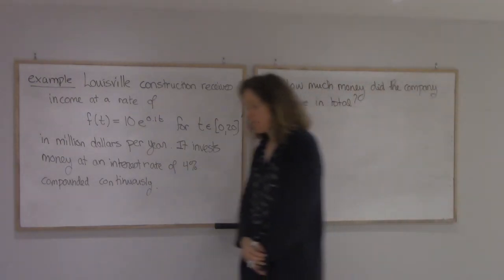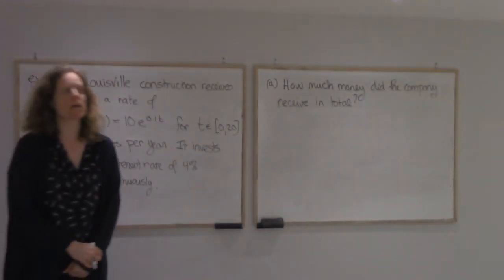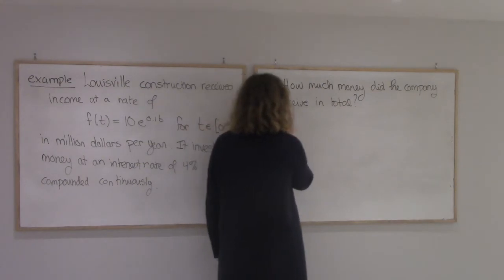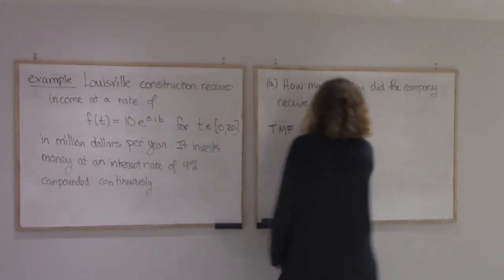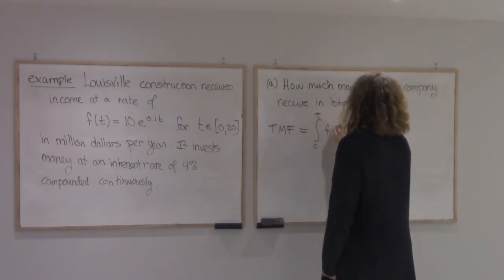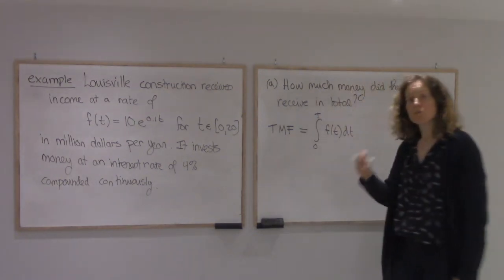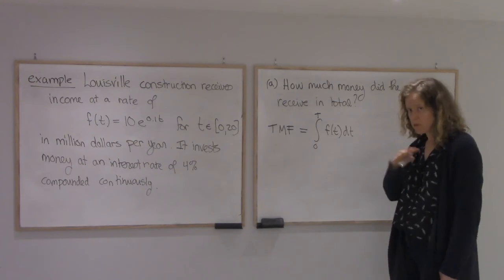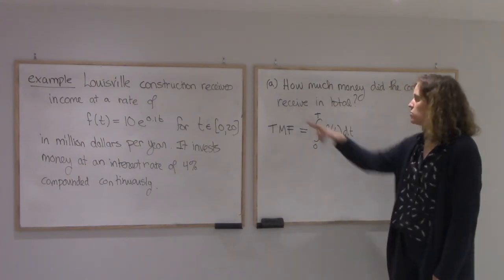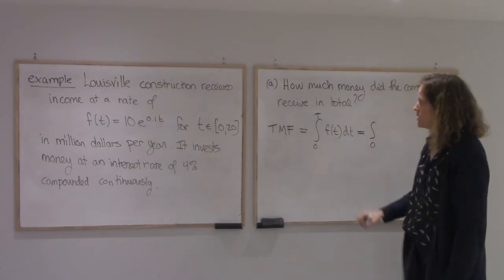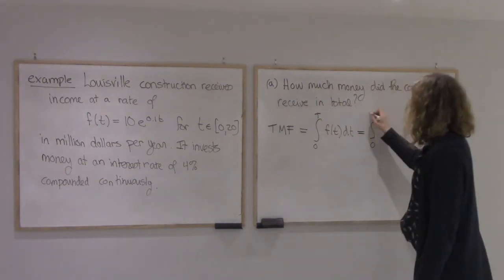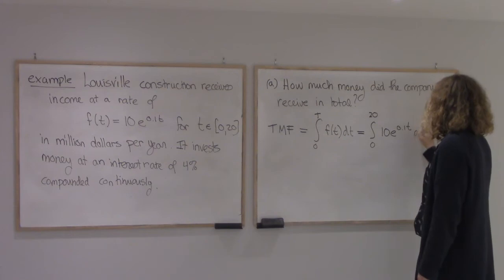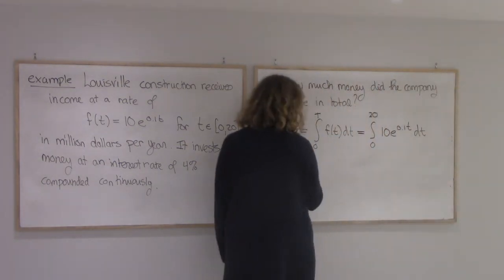So we're talking about how much it receives, not how much it has in the bank, not how much interest. So this doesn't include interest, it's only capital. And that makes it the total money flow. And so our formula tells us to take the integral of the rate. That's it. So no e to the rt or e to the r(T minus t), because we're not compounding interest here. Alright, so our function is over there, t is here, we have 20 years, so the integral from 0 to 20 of 10 e to the 0.1t dt, so I'm going to integrate this.